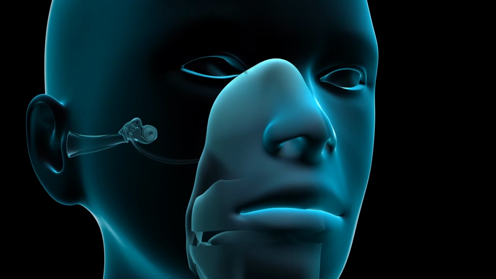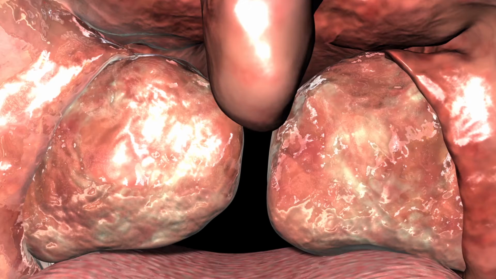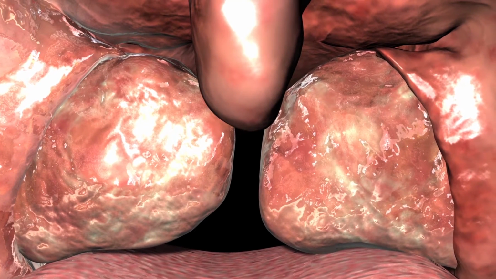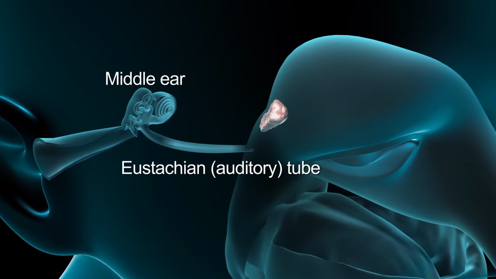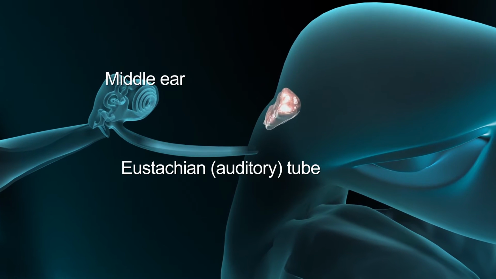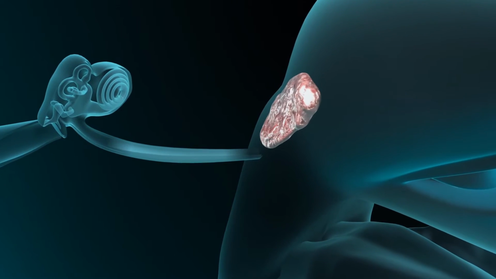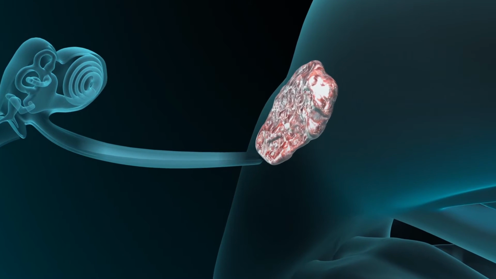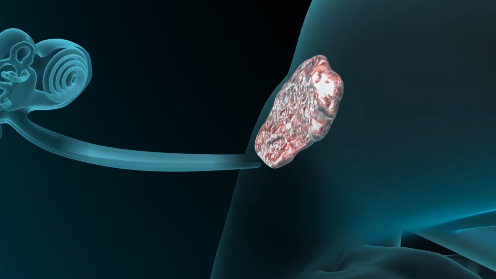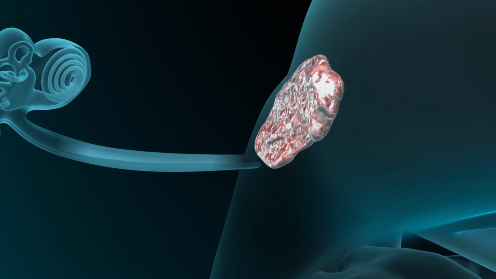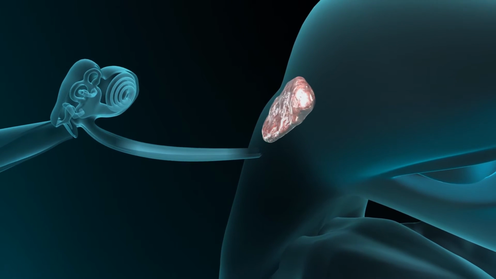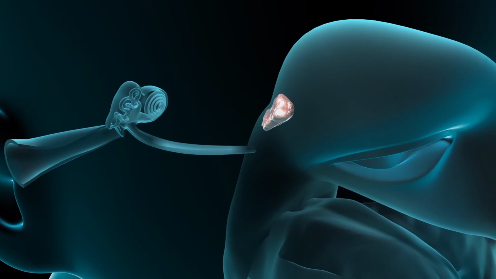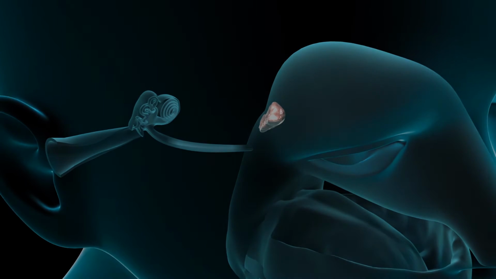While there are a number of indications for tonsillectomy, the most common is chronic or recurrent tonsillitis. Chronic inflammation of the adenoids, often due to allergies, may cause blockage of the eustachian tubes, increasing the risk of middle ear infections and associated hearing loss. An adenoidectomy is the surgical removal of the adenoids. Tonsillectomies and adenoidectomies are often done at the same time.